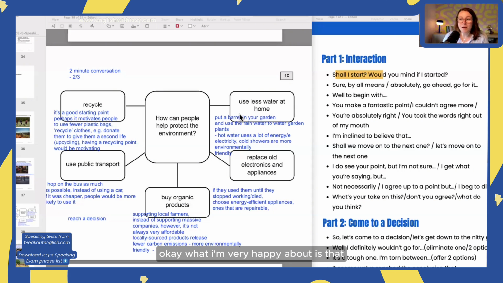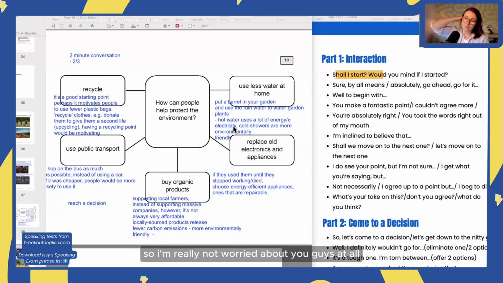Okay. What I'm very happy about is that you guys have good vocabulary, you're interacting with each other. We just need to work a little bit on time management, but your ideas are there. And that's the thing that students struggle with the most. So I'm really not worried about you guys at all.